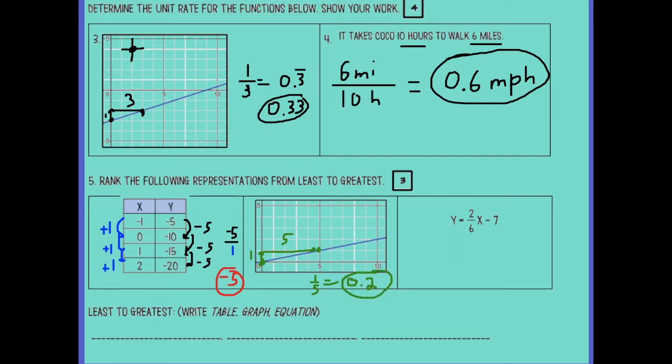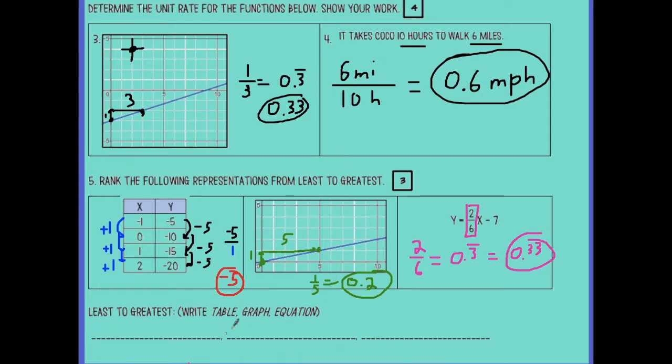Now we really do need to show this work here to be able to do this. Remember right here, this is your slope. There's no negative sign here, so it's 2 over 6. So we need to do 2 divided by 6, and we get 0.3 repeating. Typically we write 0.33 as a decimal approximation.